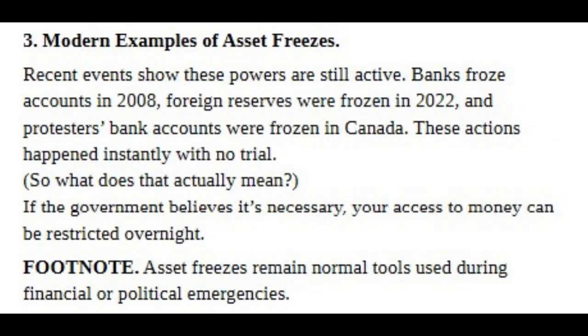3. Modern examples of asset freezes. Recent events show these powers are still active. Banks froze accounts in 2008, foreign reserves were frozen in 2022, and protesters' bank accounts were frozen in Canada. These actions happened instantly with no trial. So what does that actually mean? If the government believes it's necessary, your access to money can be restricted overnight. Footnote: asset freezes remain normal tools used during financial or political emergencies.